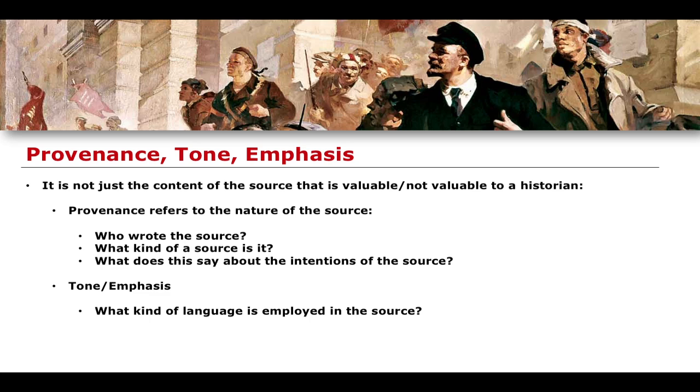Tone and emphasis refers to the kind of language which is being employed in the source, because not all history and not all historical sources are written in the same way. Some can be very, very bland and very, very dry and very, very descriptive. And this will often be in reference to the nature of the source.